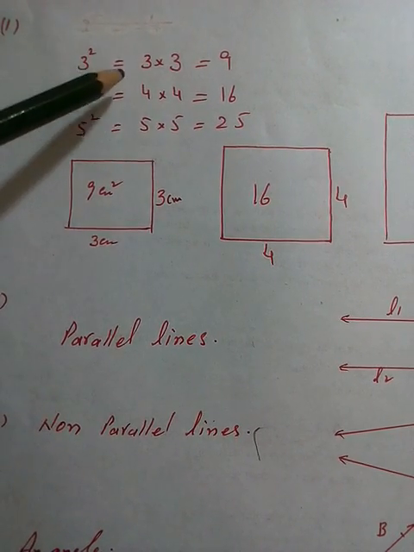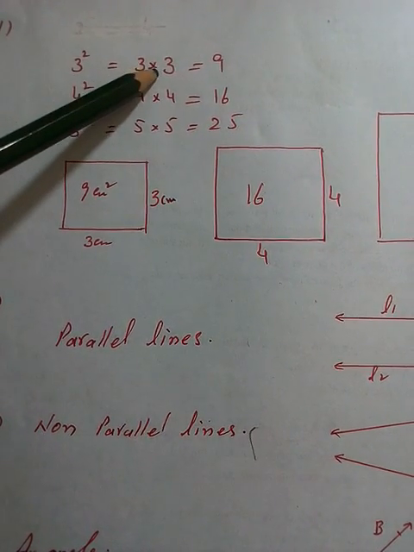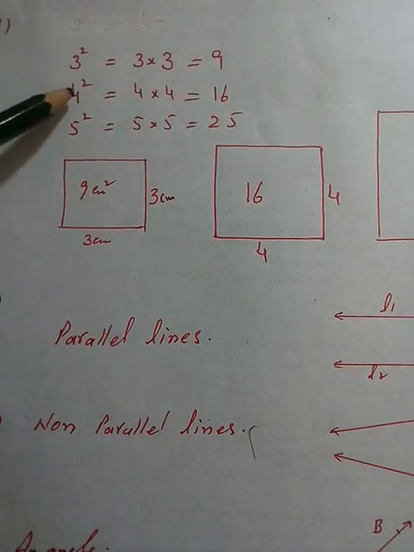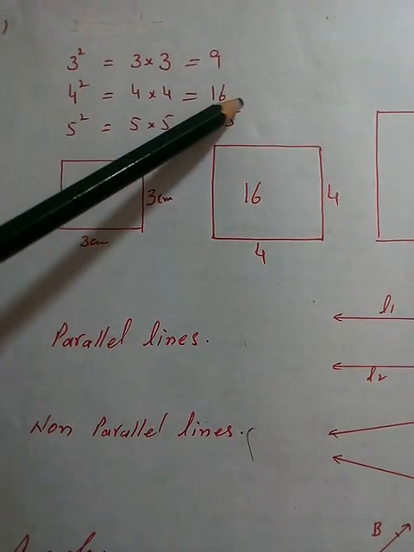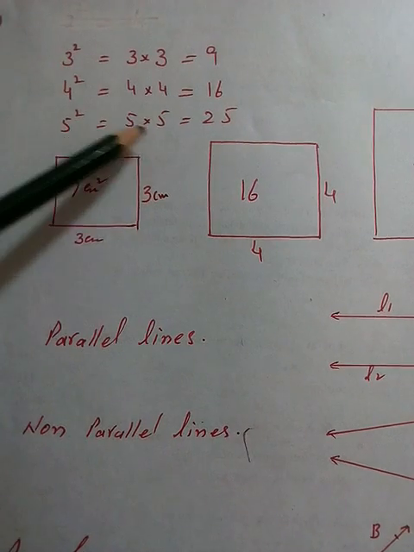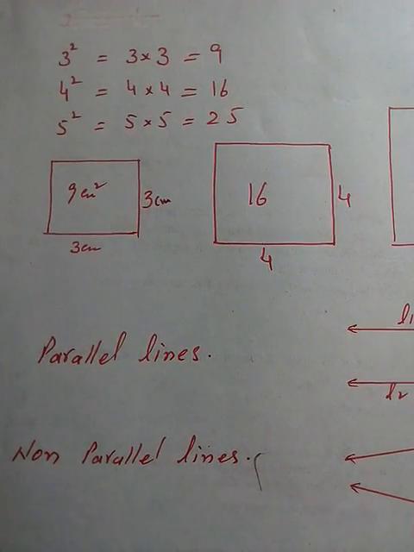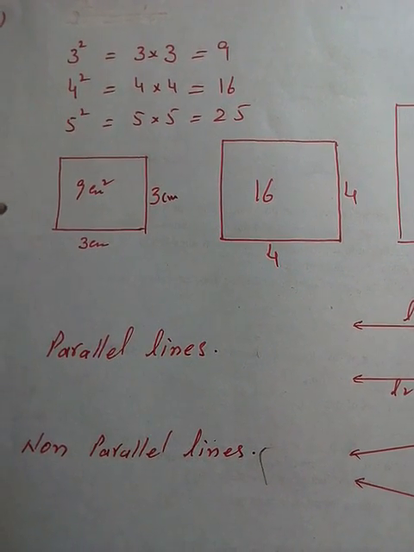3 square, that means 3 multiplied by 3, that is equal to 9, and 4 square, that is equal to 16, and 5 square is equal to 25. These are the diagrams of the square.